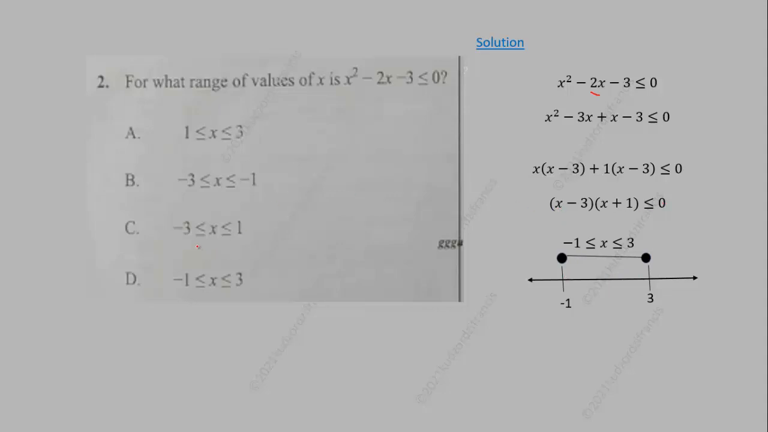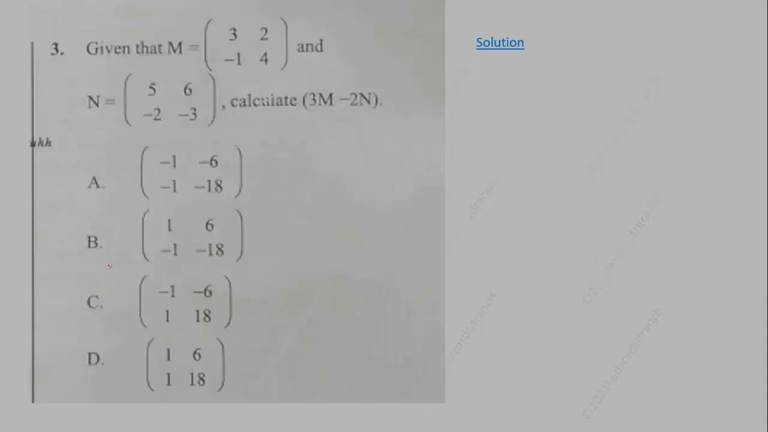That's why the answer is supposed to be this. But if you had tested and it didn't satisfy, then it means no value here will satisfy. So you have to pick a value here or here to test. Now let's move on to the question 3.